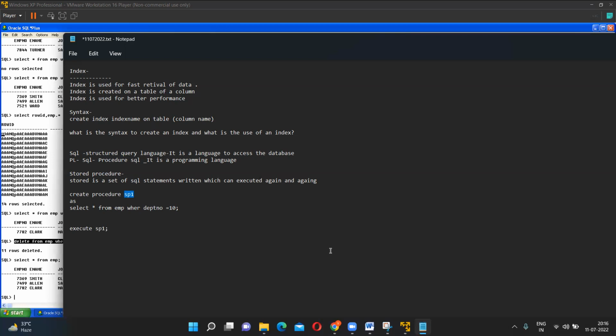That is why stored procedures are used. If someone asks you what a stored procedure is, you will tell them it is a set of SQL statements written which can be executed again and again. Syntax to create a stored procedure: create procedure, procedure name, and then as and this particular query. To execute, what do you have to write? Execute and then procedure name. Excellent, guys.